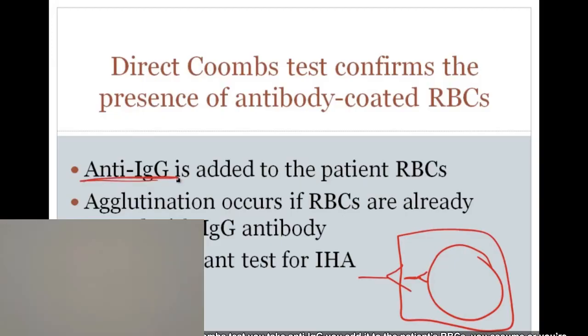You take anti-IgG, you add it to the patient's RBCs, and you're asking the question, are the RBCs already coated with IgG? And if they are, agglutination will occur. This is the most important test for immune hemolytic anemia.